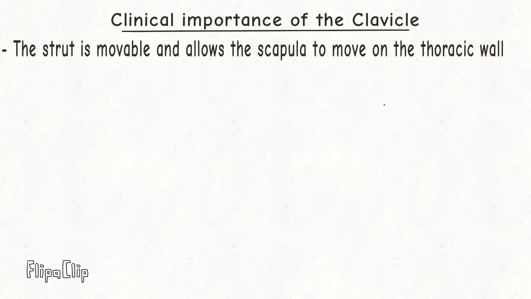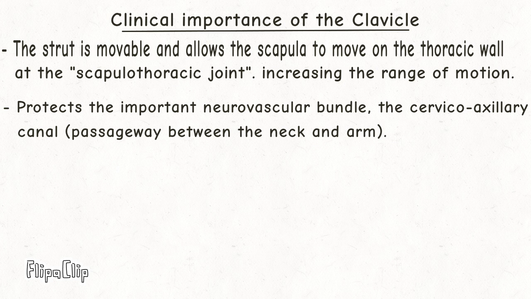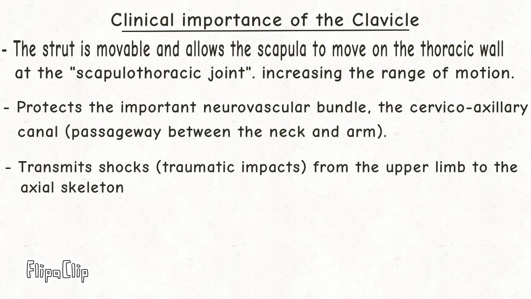Clinical importance of the clavicle. The strut is movable and allows the scapula to move on the thoracic wall at the scapulothoracic joint, increasing the range of motion. It protects the important neurovascular bundle, the cervico-axillary canal, the passage between the neck and arm. It also transmits shock from traumatic impact of the upper limb to the axial skeleton.